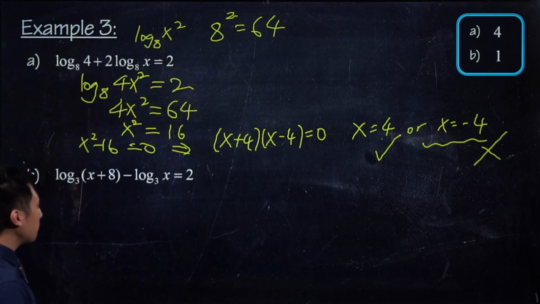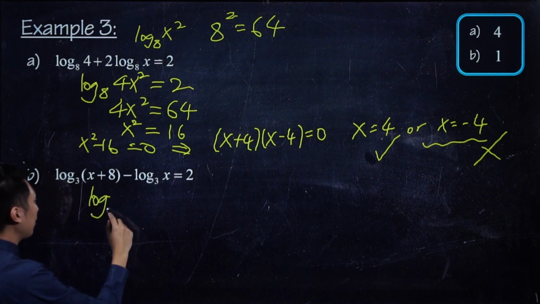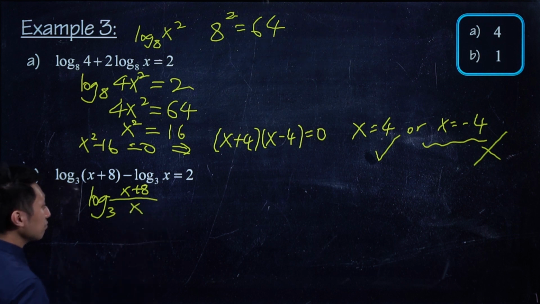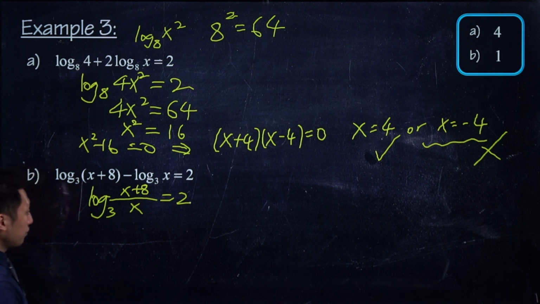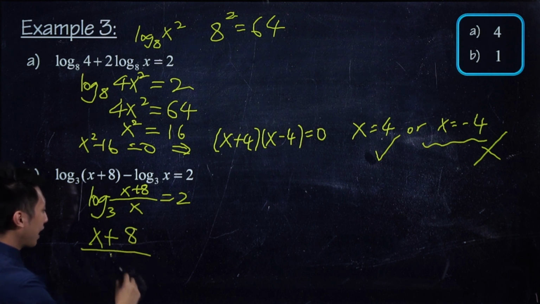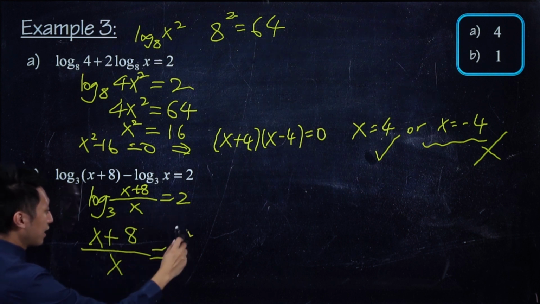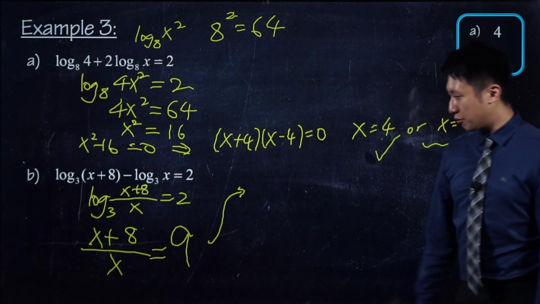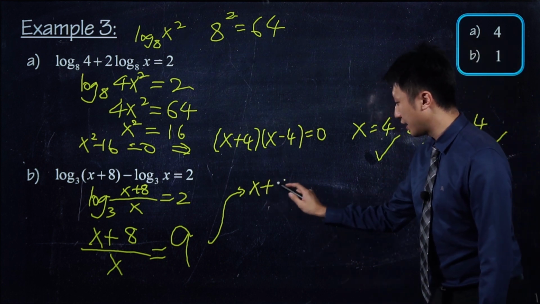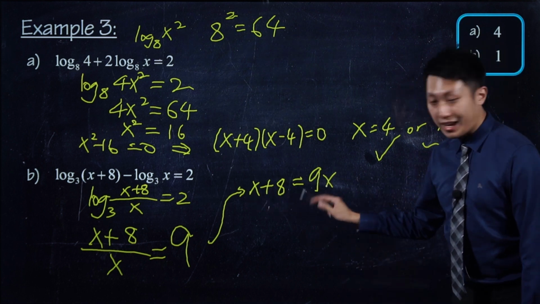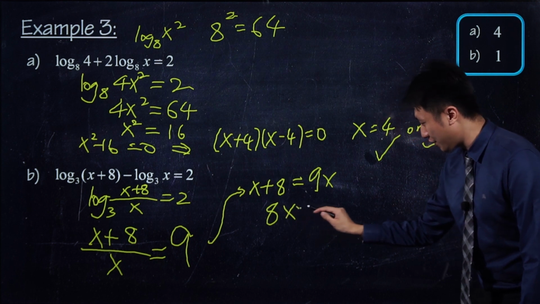Right here, this one over here, log minus log. Easy. I just make it a division: log base 3 of x plus 8 over x is equal to 2. So 3 squared is 9. So x plus 8 over x is equal to 3 squared, which is 9. All right, on this side, what do I get? x plus 8 is equal to 9x. So move it over, then you get 8x. I'll write it for you, just for you.